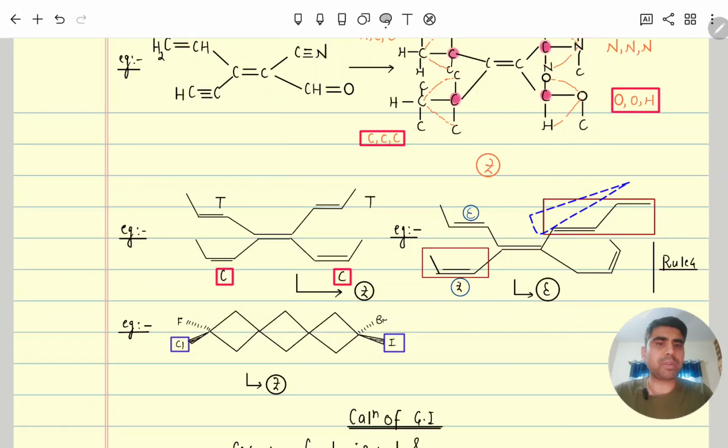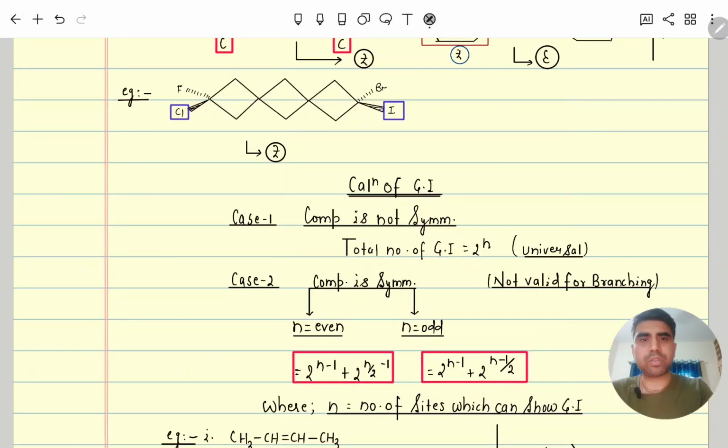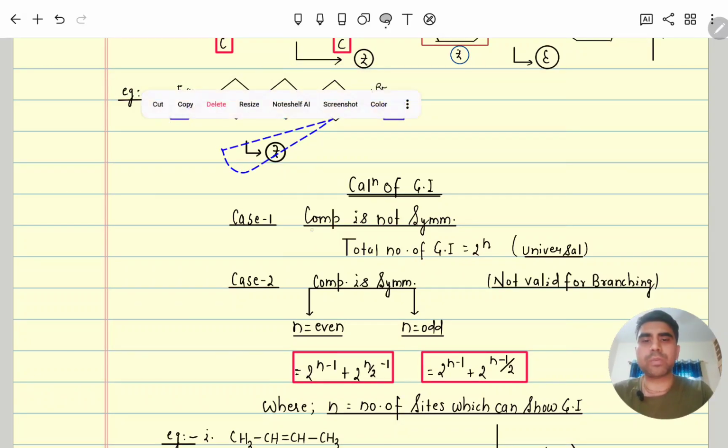So this one will be given priority. As priority is on the opposite side, overall it is trans. Similarly here, coming to this, the 3-membered ring is in plane, so fluorine, chlorine, bromine, iodine. So here chlorine and here iodine are on the same side, so it is cis.